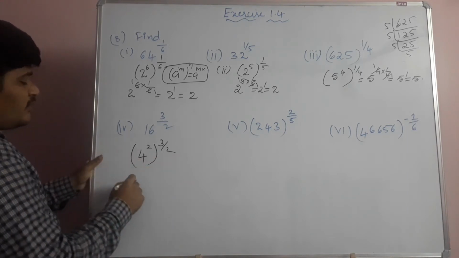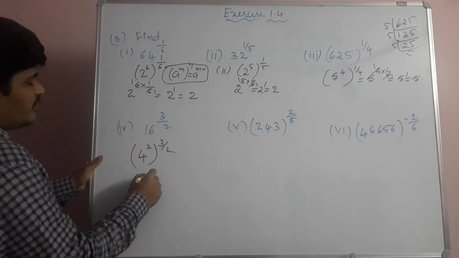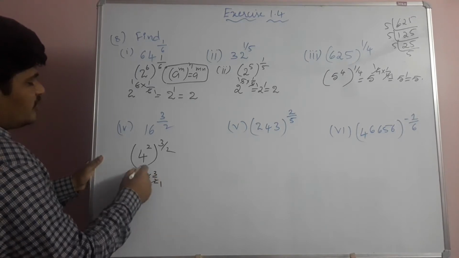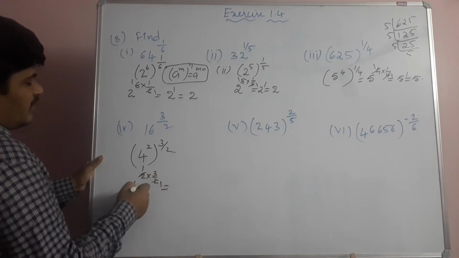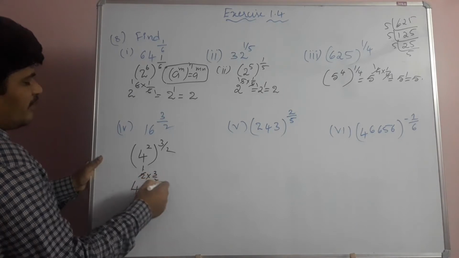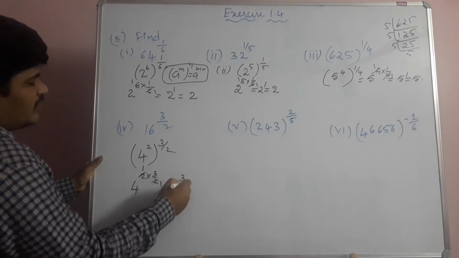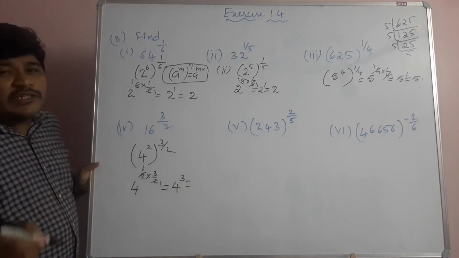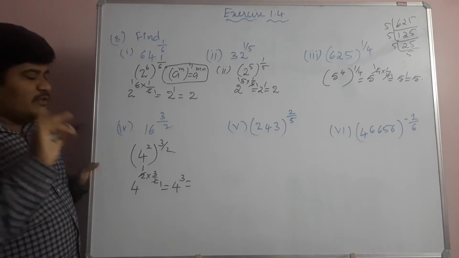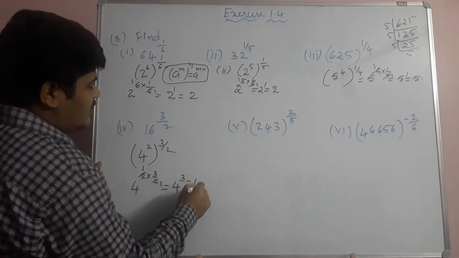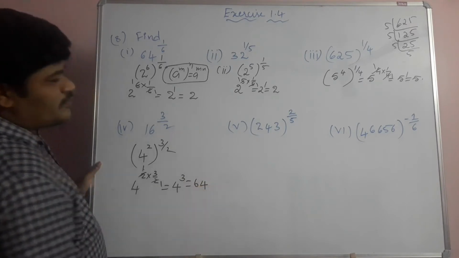So it can be written as 4 to the power of 2 into 3 by 2. 2 ones are 2, 2 ones are 2. So what did you get here? 4 to the power of 1 into 3 by 1, that is 4 to the power of 3. So what is the value of 4 to the power of 3? 4 into 4 into 4, that is 4 4s are 16, 16 4s are 64.